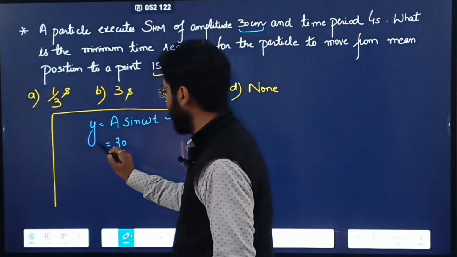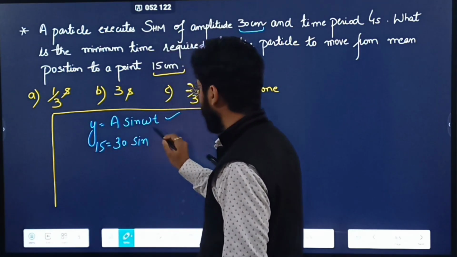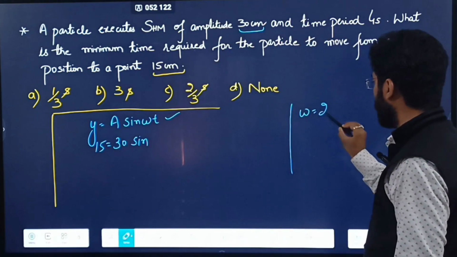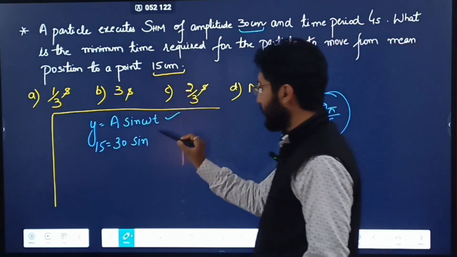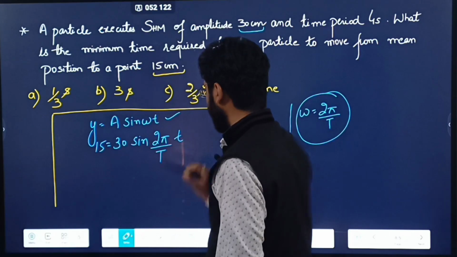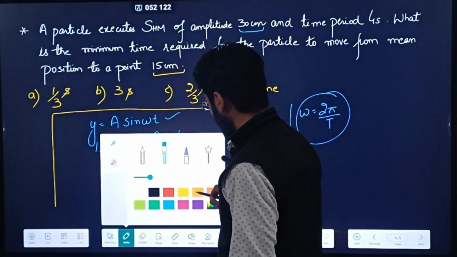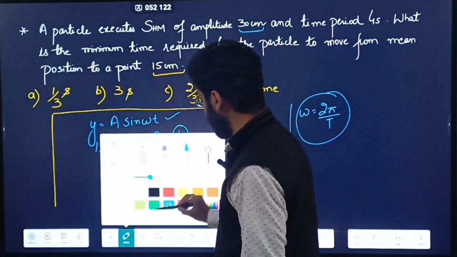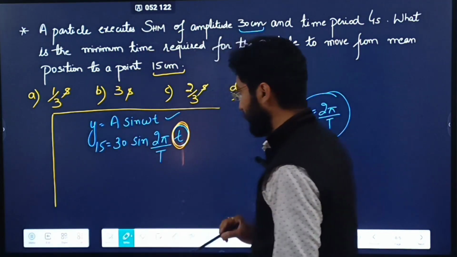Now we need to put here 15 and sine omega t. As you know, omega equals 2 pi by T. Now put this value here, 2 pi by T. Now according to the question, we need to find small t.